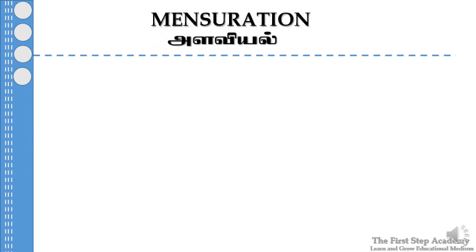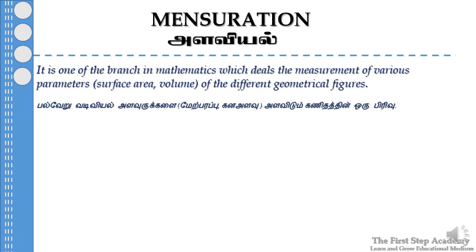Today in this video, we are going to see a brief introduction about mensuration. Mensuration simply can be called as a measurement. From a definition point of view, it is one of the branches in mathematics which deals with the measurement of various parameters such as surface area and volume of different geometrical figures, two-dimensional objects and most probably three-dimensional objects.